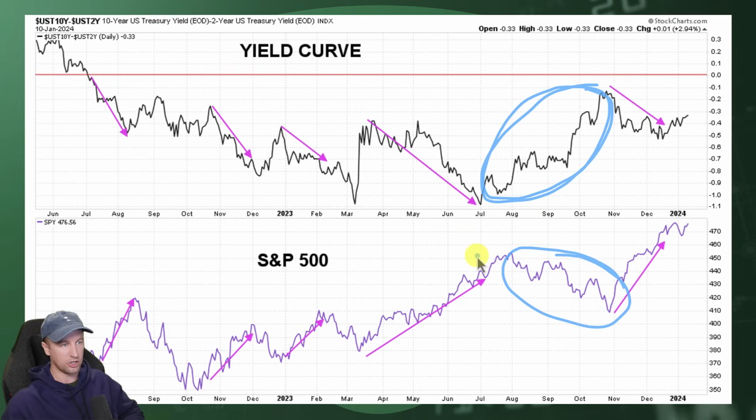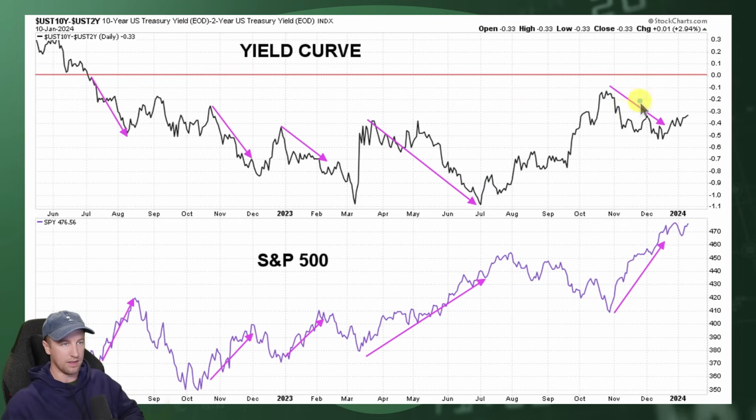We actually had a correction in the S&P 500. Then the yield curve started to go once again down into a deeper period of inversion, and the market set off like a rocket ship there starting in November. Now, what do we have going on really right here? Well, the yield curve is now minus 33 basis points inverted, and it's been going up really since the middle of December to the beginning of the year. It's actually at a new high for 2024.